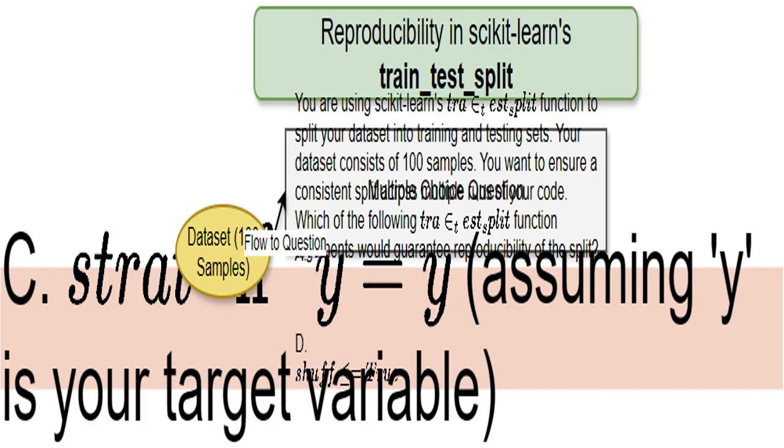This argument is used for stratified sampling. If I set it to my target variable y, the train_test_split function ensures that the class proportions, the ratio of different categories in y, will be similar in both training and testing sets. On its own, it won't guarantee an identical split each time, but combined with a fixed random_state, it makes the stratified split reproducible.